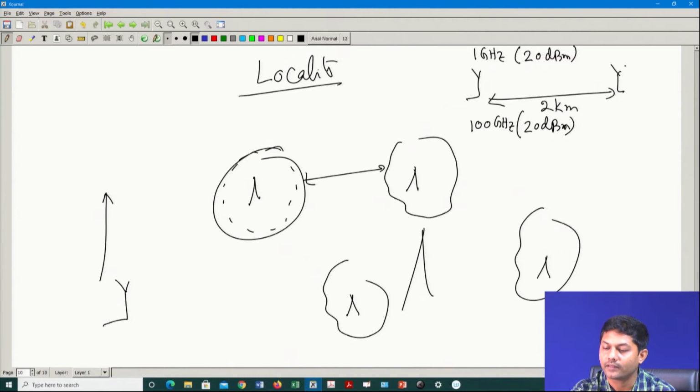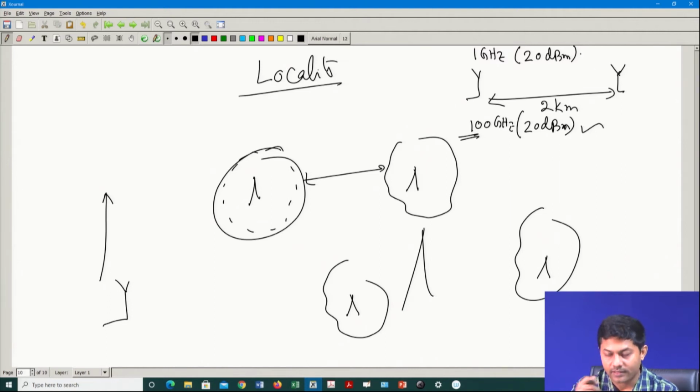What will happen at the receiver? Which one will give you a very small received signal? The second case, naturally, because its RF is very high, the frequency is very high. The transmission loss for this case will be extremely high.